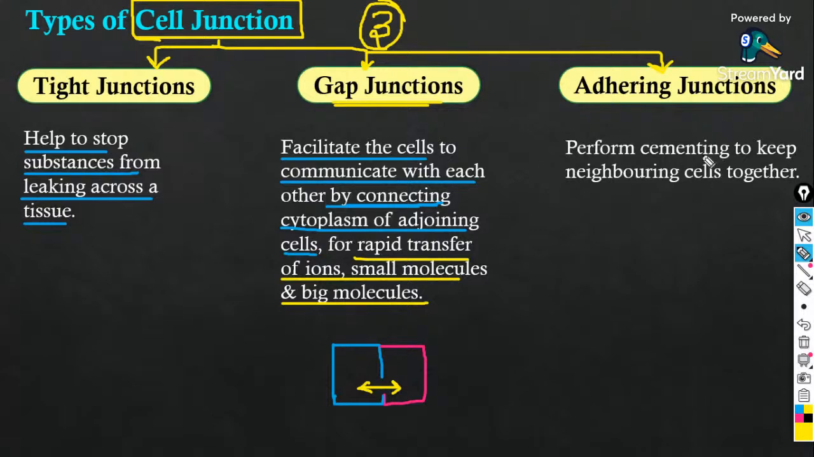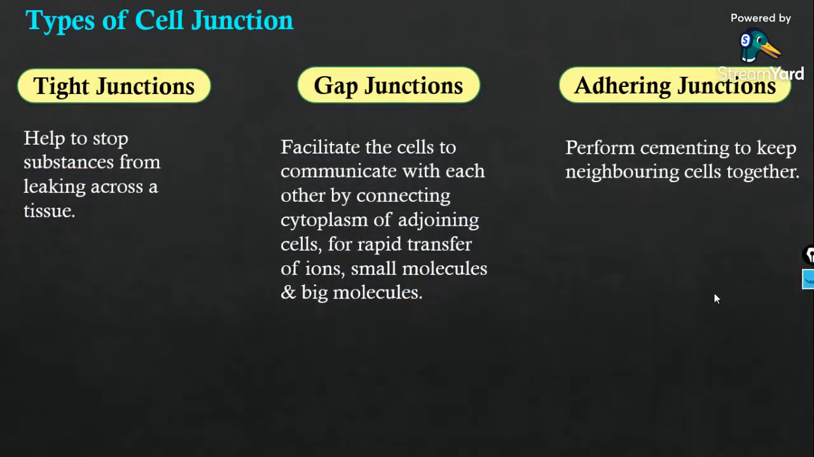And what do you mean by adhering junction? They perform cementing to keep the neighboring cells together. It is a particular structure that acts as a cementing layer for keeping the neighboring cells together. I will share an image of the cell junctions in tomorrow's class. Interdigitation is also there, where the cells are connected to each other.